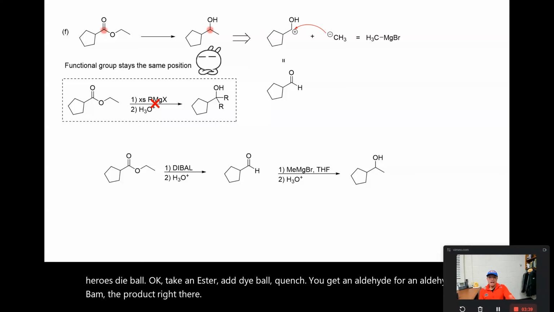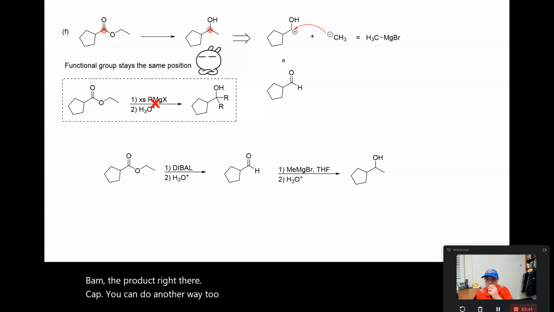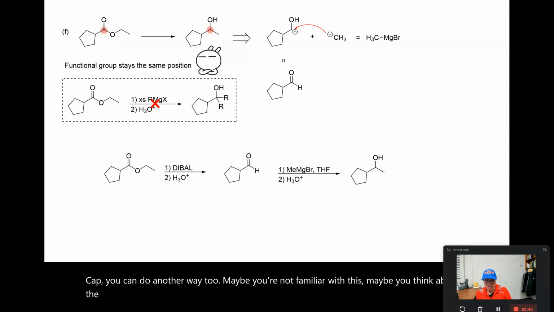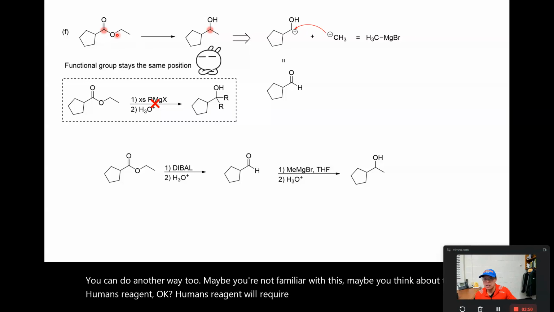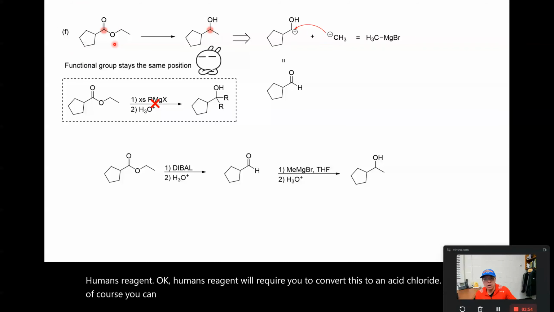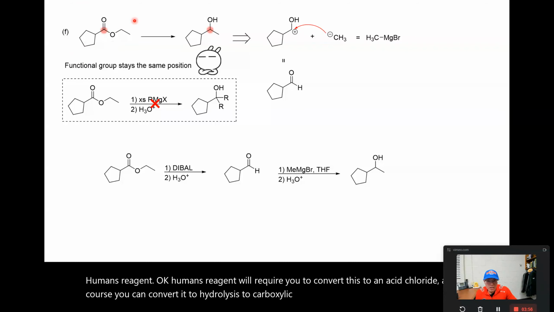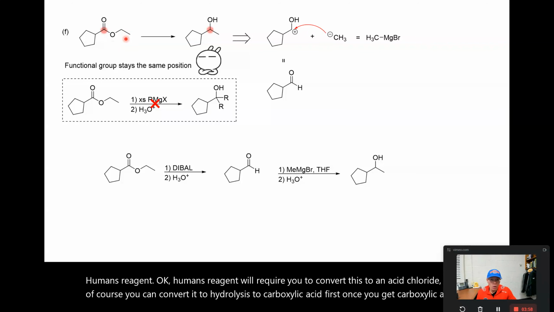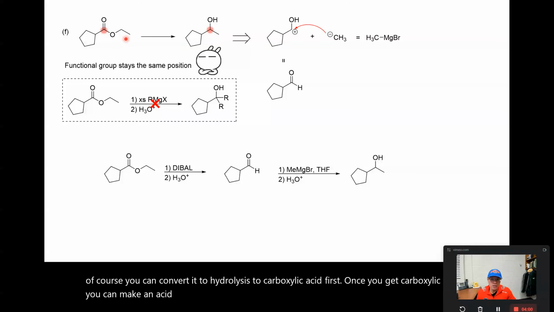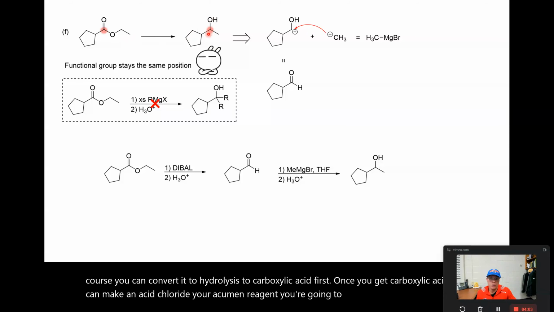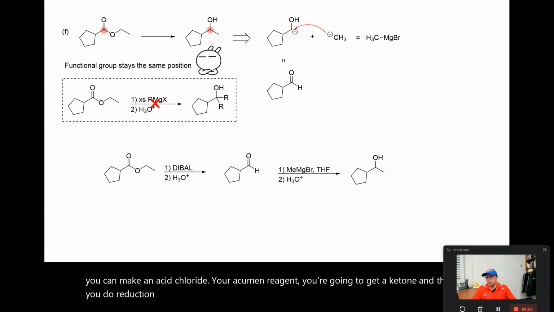You can do it another way too. Maybe you're not familiar with this. Maybe you think about Gilman's reagent. Gilman's reagent will require you to convert this to an acid chloride, and of course you can do hydrolysis to the carboxylic acid first. Once you get the carboxylic acid, you can make an acid chloride. You add Gilman reagent, you get a ketone, and then you do reduction to an alcohol. That also works. That's another way. There's a bunch of answers you can do. Okay, so that's F.